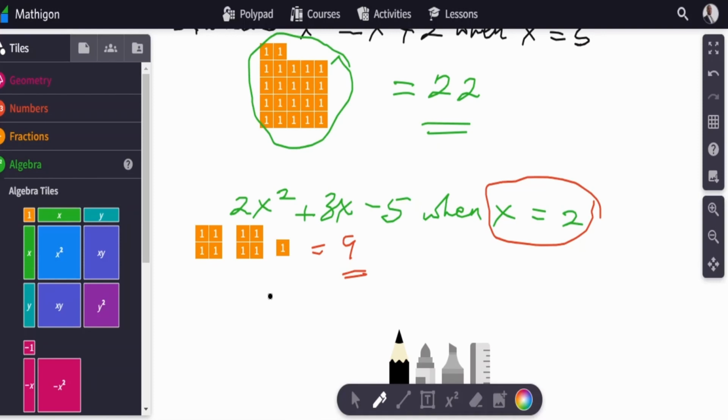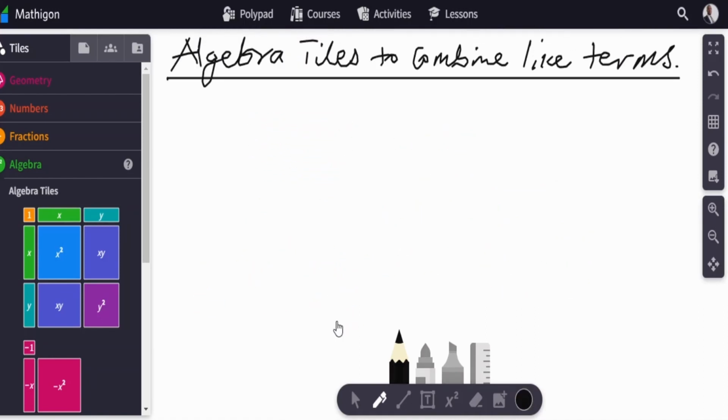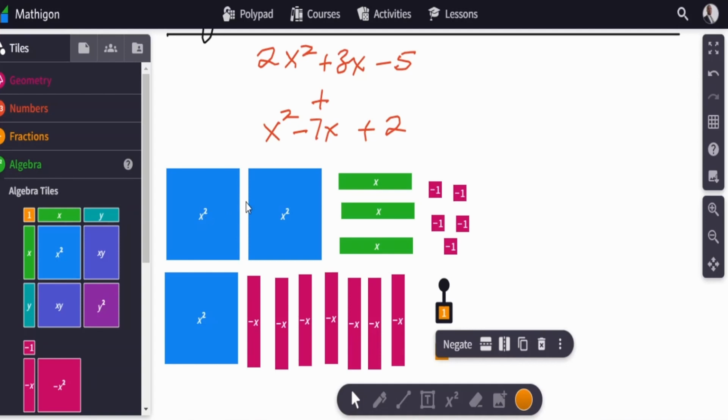Algebra tiles can also be used to combine like terms. Let's try that. Using algebra tiles to combine like terms. So you have 2x squared plus 3x minus 5 plus x squared minus 7x plus 2. And as usual, we need to model each of them, then we combine like terms. So let's do that quickly. Yeah, so we have 2x squared plus 3x minus 5. Then x squared minus 7x plus 2. And now we are adding them.